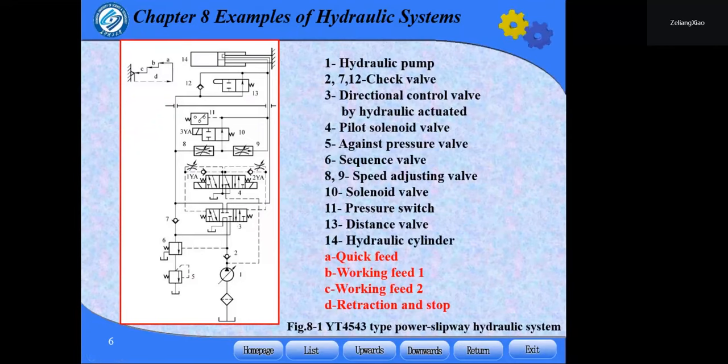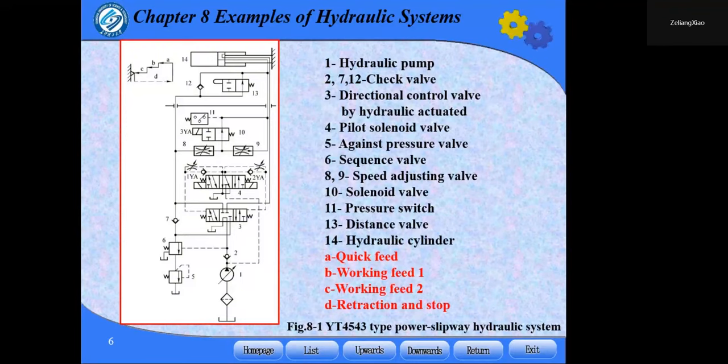The main oil inlet line goes from pump one through the check valve, which is also valve two, and valve three, in the right direction to the right port of the cylinder. We return the oil line, the left port is connected through the check valve 3 and then to valve 3, and finally it goes into the reservoir.